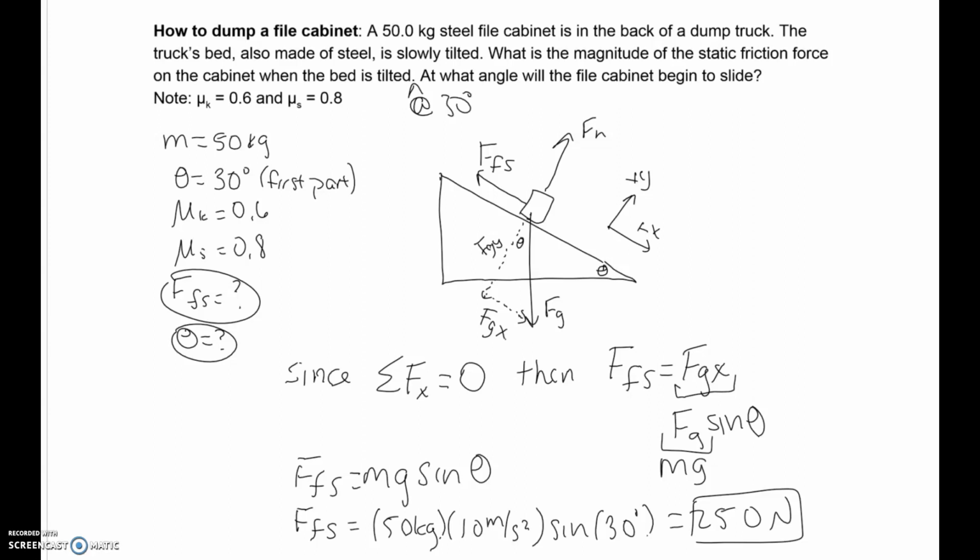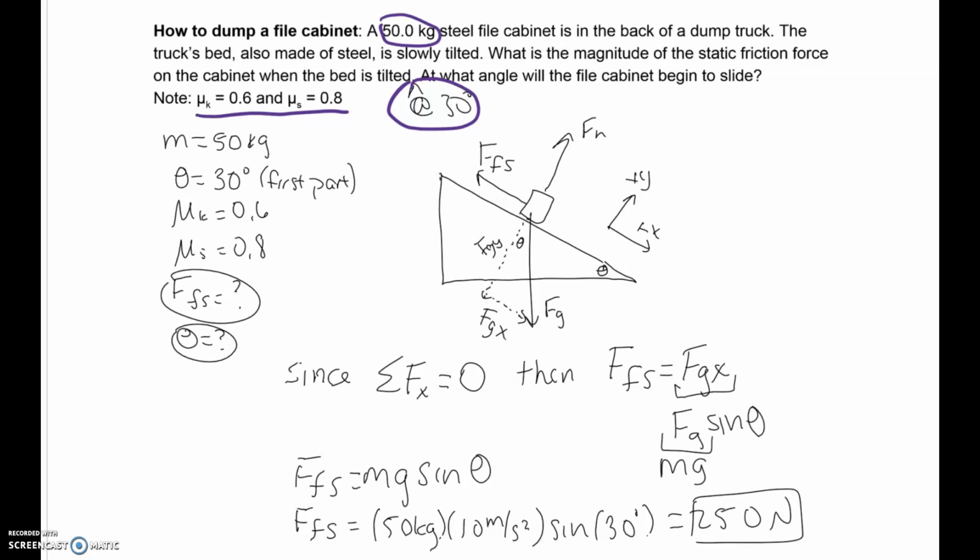There's some notes here on what the value of kinetic and static coefficients are. Alright, so listing what we know. Looks like we know the mass of the filing cabinet. We know the angle at which it's tilted, so just looking at the first part I should say. We know the 2 coefficient values. So we're listing those out, and we want to solve for, at first, the force of static friction, and later on, the angle at which it slides.